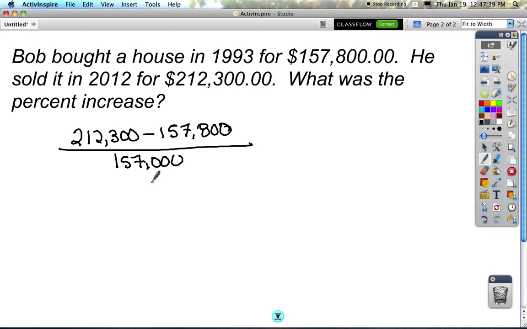So, take your calculators, and do you see the button above 7? That is your fraction key. Okay? I want us to use the fraction key as much as possible to avoid making calculation errors. So, type in, and it'll give you a numerator and denominator. So, type in 212,300 minus 157,800, and in the denominator put 157,800. I'm sorry.